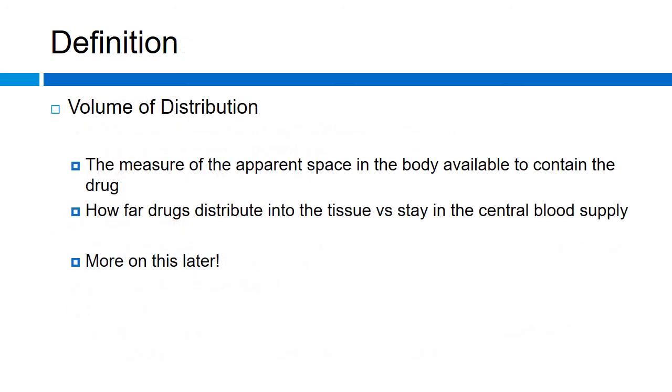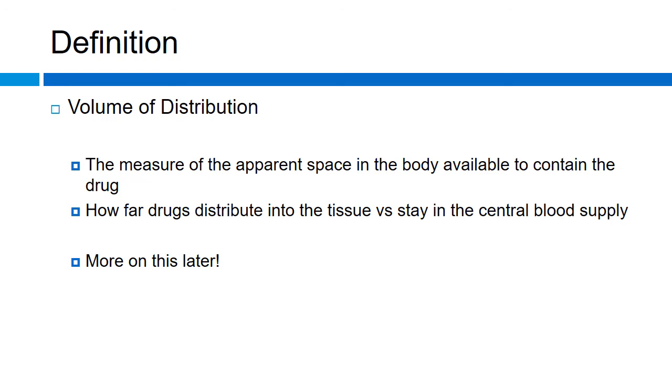Okay, volume of distribution. We'll talk about this more when we get to the pharmacokinetic section, but this is going to be a number that's associated with every drug, and basically it pertains to how far distributed the drug gets into the tissues, right? We mentioned that drugs can stay within the central circulation in the bloodstream, they can partition out to the tissues, or they can have some kind of in-between state, right?